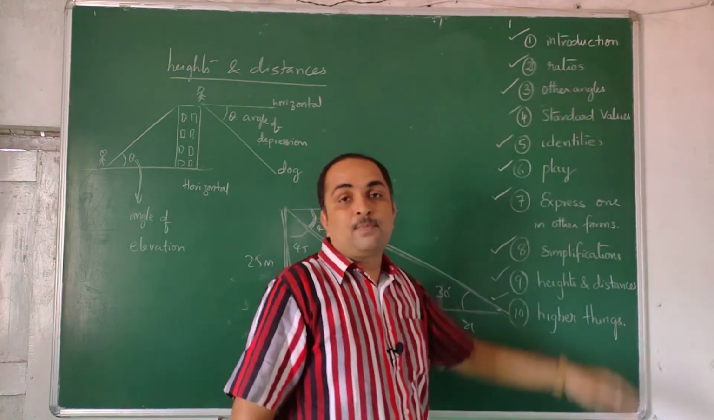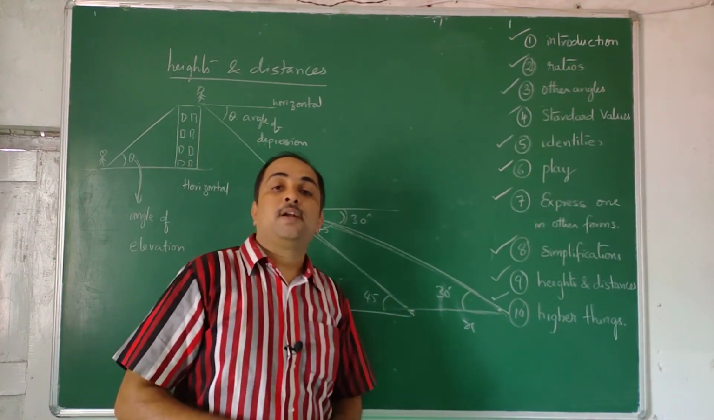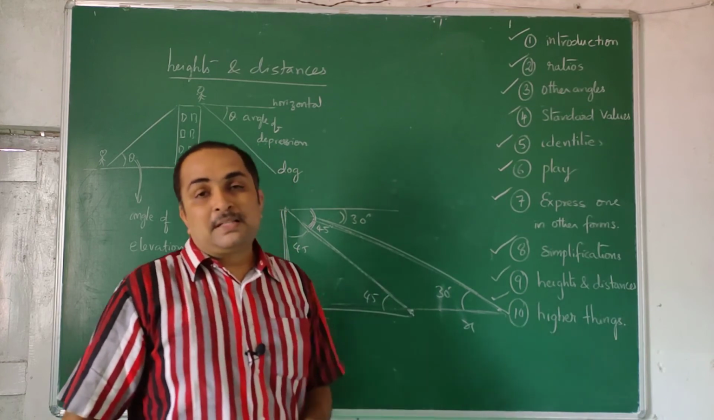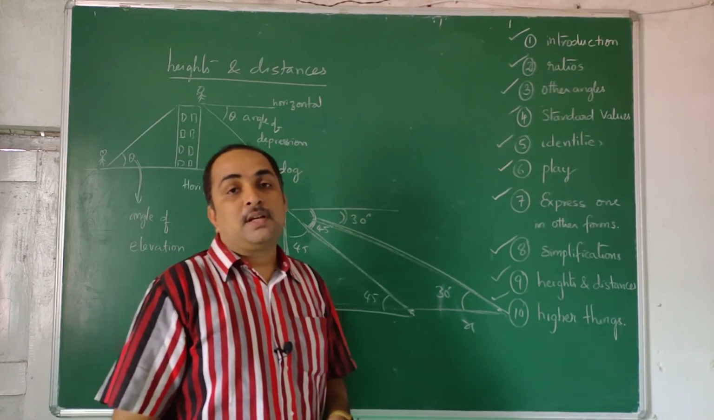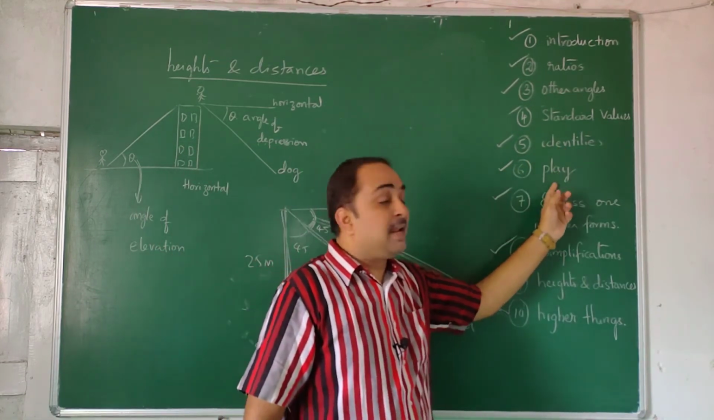Next, identities. Sin square theta plus cos square theta is equal to 1. You get it by Pythagoras theorem. 1 plus tan square theta is secant square theta. 1 plus cot square theta is cosec square theta. That is identities. Play, most important.